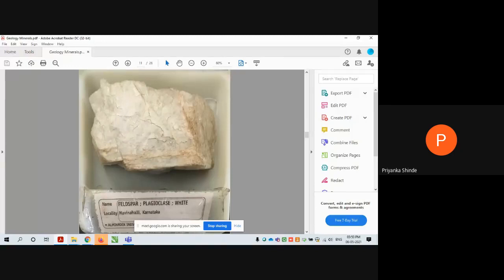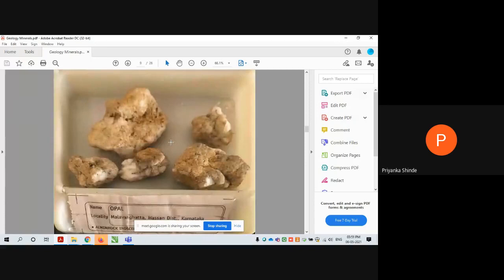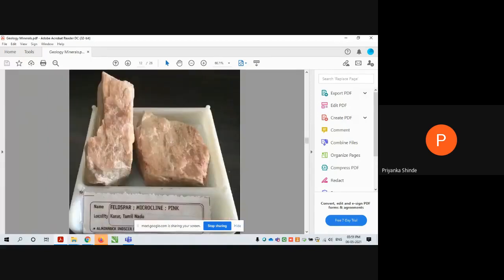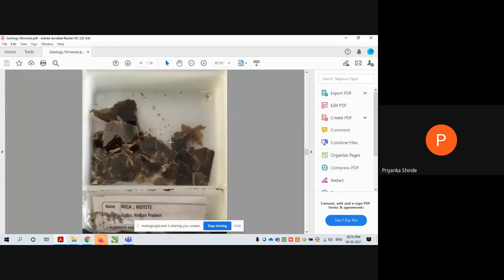So it is used in the ceramic industry, flooring tiles. Then it is also used in glass manufacturing, then the pottery industry. So all these are the main uses of the feldspar group. In this we have three: orthoclase, plagioclase and microcline. Then we'll move on to the next group of minerals, that is the mica group.